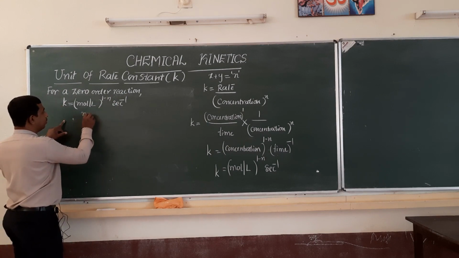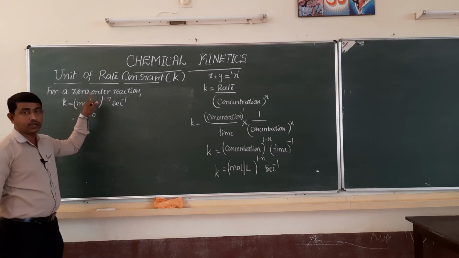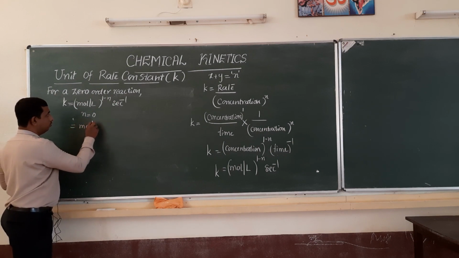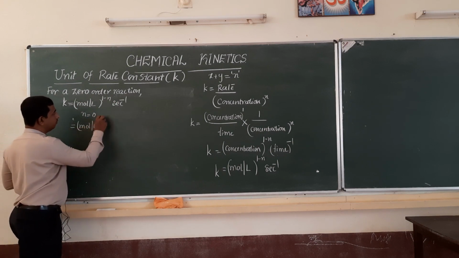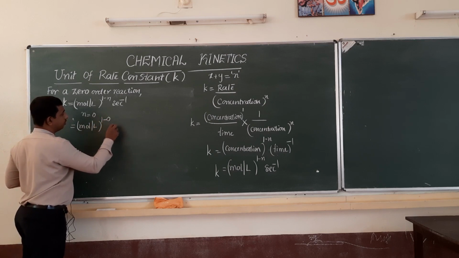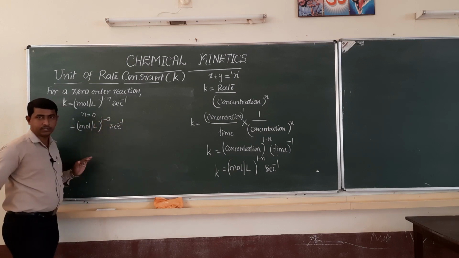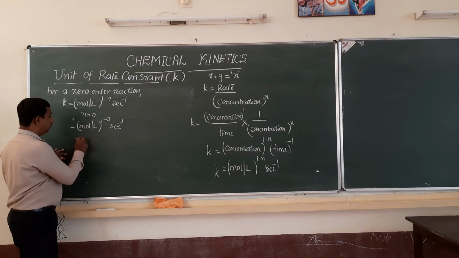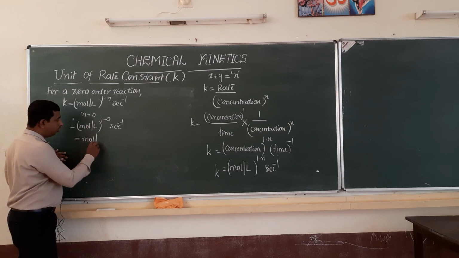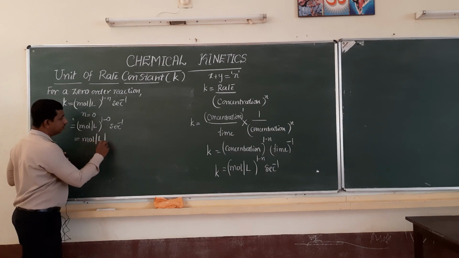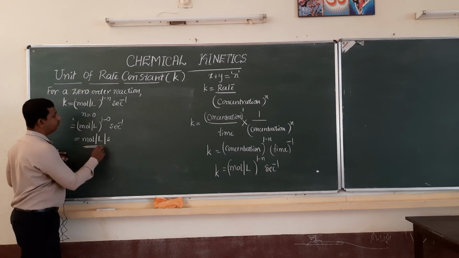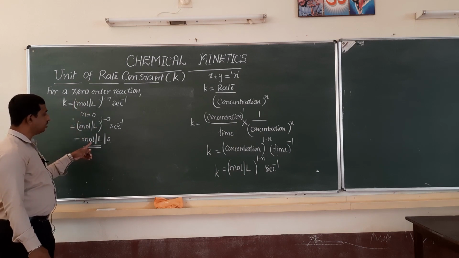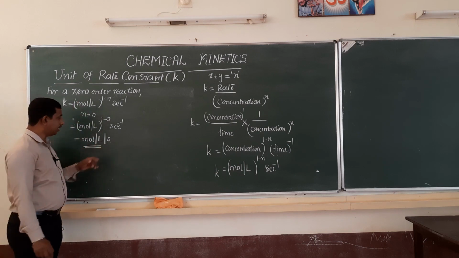Here n is equal to 0 because it is a zero order reaction. So it is mole per liter power 1 minus 0, second power minus 1. 1 minus 0 is equal to 1, so it is mole per liter per second. So the unit of rate constant K for a zero order reaction is mole per liter per second.